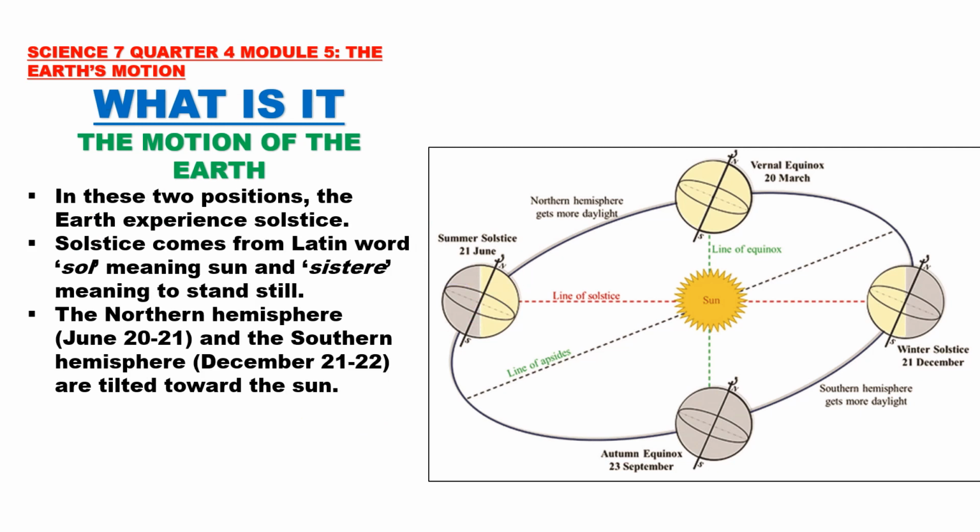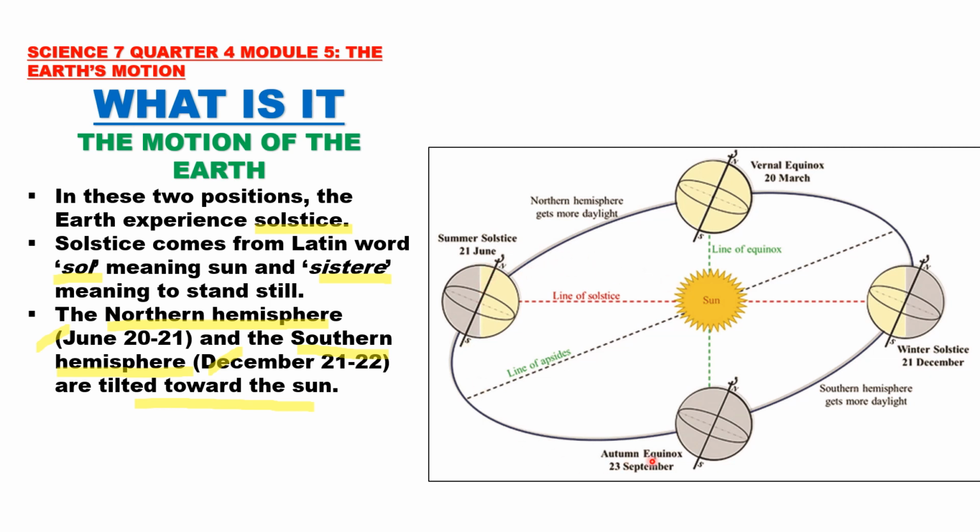In these two positions, the Earth experienced solstice. Solstice comes from the Latin word sol meaning sun and sistere meaning to stand still. The northern hemisphere during the month of June and the southern hemisphere during the month of December are tilted towards the sun. In the illustration, we could see that during June, it is summer in the northern hemisphere because the North Pole is tilted towards the sun.